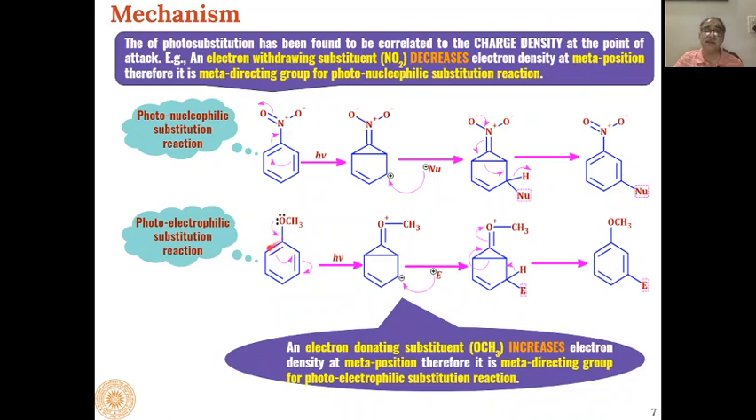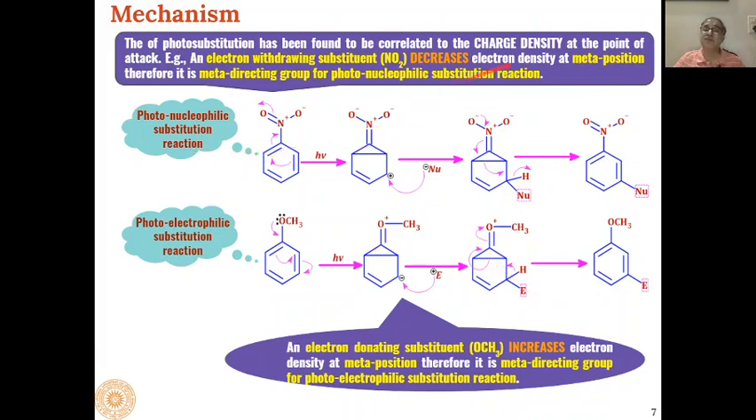Now similarly in case of photoelectrophilic substitution reactions, because of the presence of the lone pair of this oxygen, the electron density will move on irradiation like this, and here we will have a negative charge. And because of this, the electrophile will attack at this position because this has more electron density. And because of this, the electron releasing groups in case of photoelectrophilic substitution reactions also behave as meta directing.